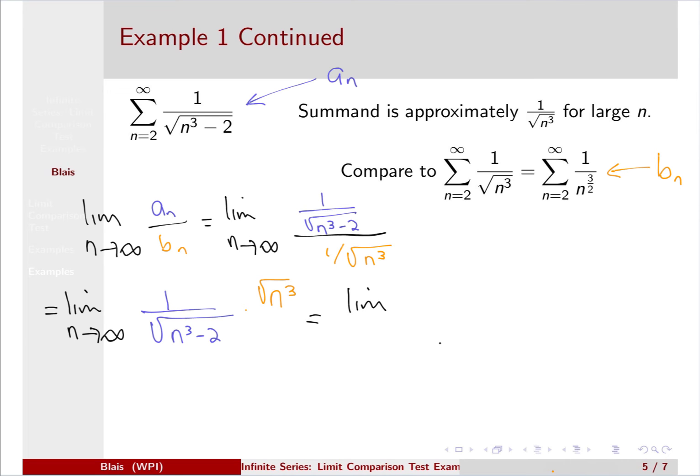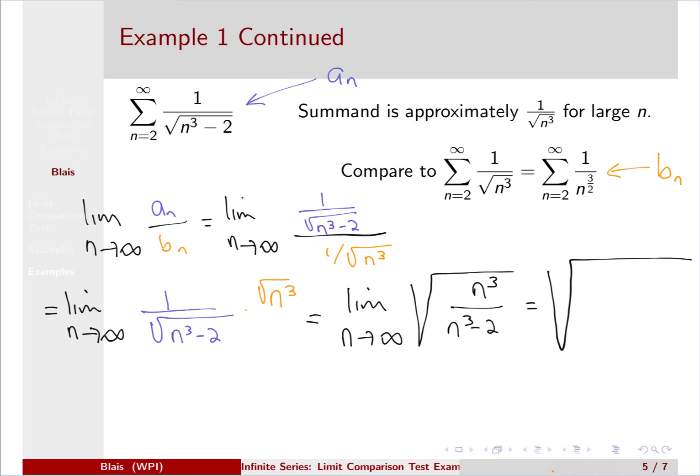And now we just compute our limit, and we note that this is the same thing as writing the limit of the square root of n cubed over n cubed minus 2. And then we know with our limit laws, because the square root of x is a continuous function, we can bring the limit inside the square root sign. So the square root of the limit as n goes to infinity of n cubed over n cubed minus 2.